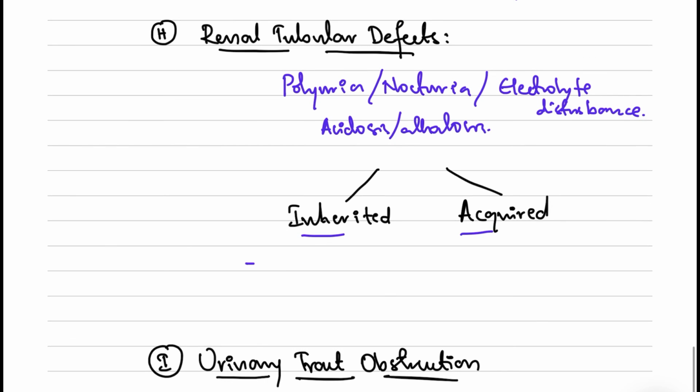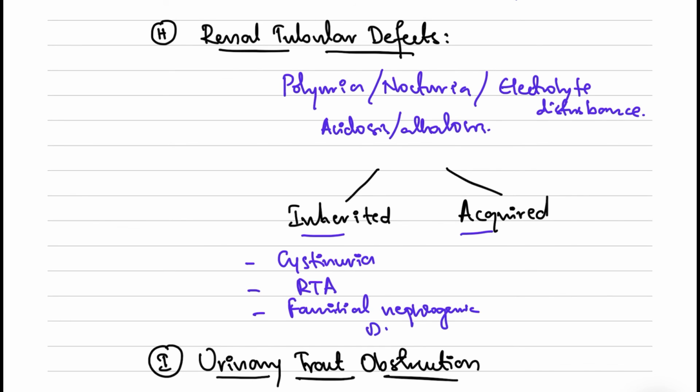Some of the inherited renal tubular defects are known as cystinuria. This we will study in biochemistry. Then we also have renal tubular acidosis, and something called familial nephrogenic diabetes mellitus. That's inherited. In acquired conditions, we have something called lead nephropathy. This is due to overexposure to lead.